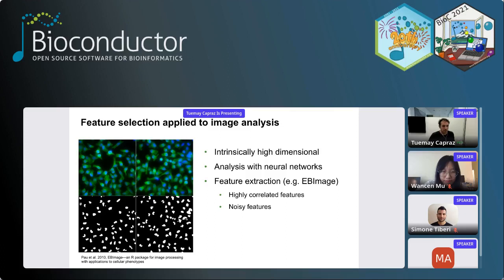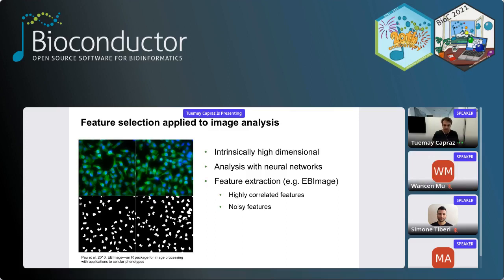And then, once we have identified the objects in the image, we extract certain features, geometric features, or others. But this, as I will show in a minute, often produces highly correlated features and often some noisy features which are not really reproducible between the replicates.